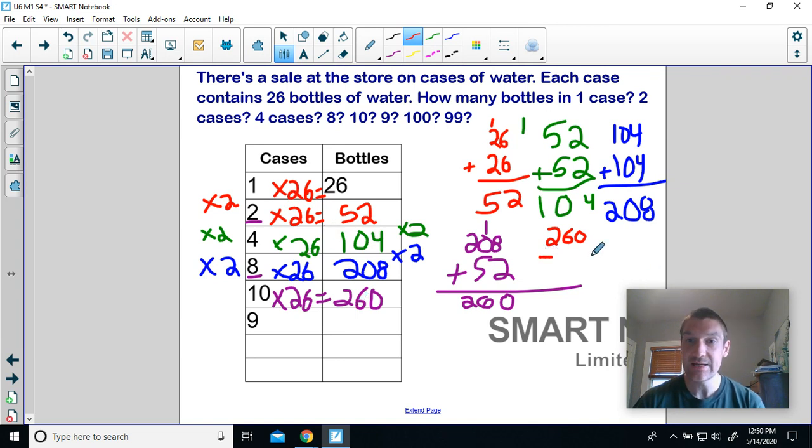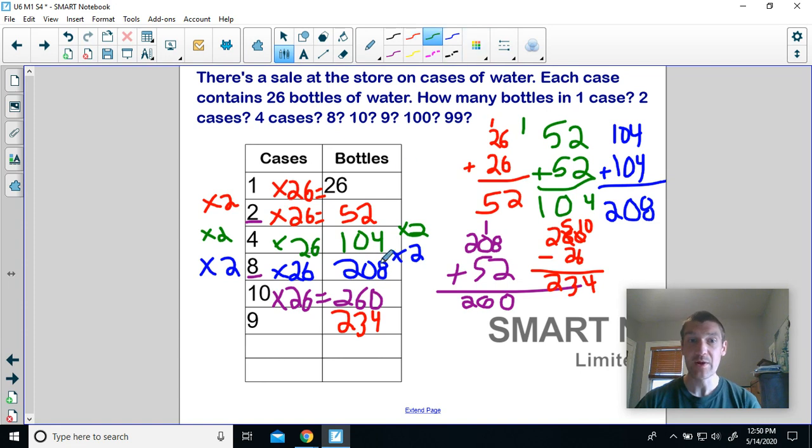Let's take away 26. I'm going to think about this like a subtraction problem. Okay. So 0 ones take away 6 ones. I can't do that. I'm going to borrow from the 10. I'm going to make this 5 10s. And now I have 10 ones over here. 10 ones minus 6 ones is 4 ones. 5 10s minus 2 10s is 3 10s. And then I have 200s. So that should be 234.